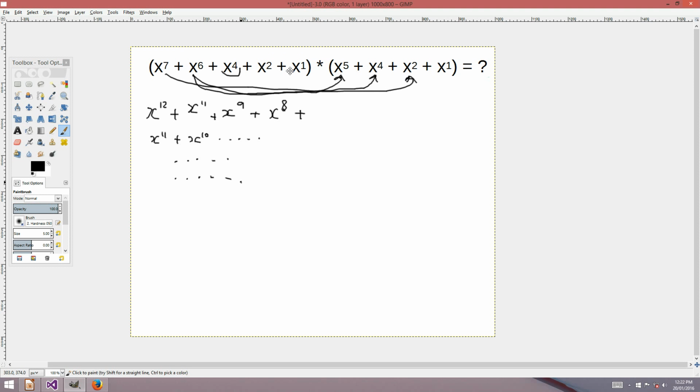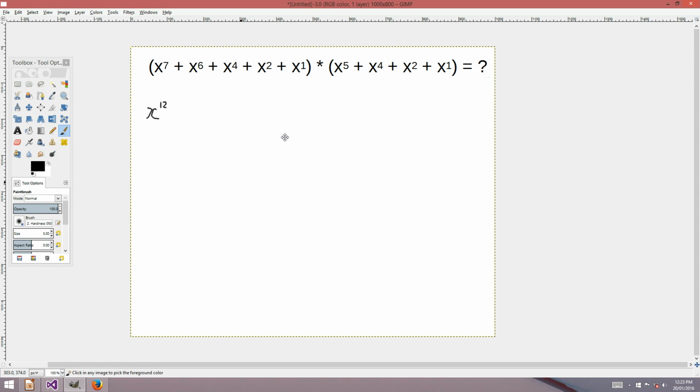And finally, you'd have x to the 1 times x to the 5, times x to the 4, times x to the 2, times x to the 1. So what you see is that you'll end up with, what is it going to be, like 20 little terms here. Yeah, all of the pairs of elements of these two polynomials. But let's just go through a bit of a quicker way to do this because, well, there is a bit of a faster way to set this out.